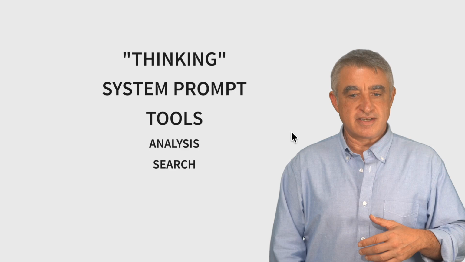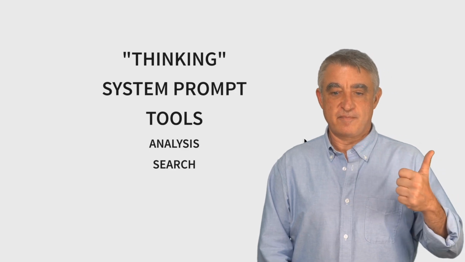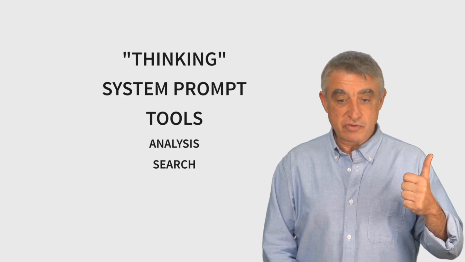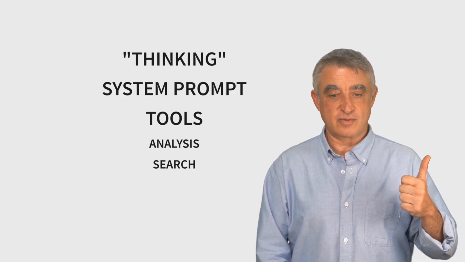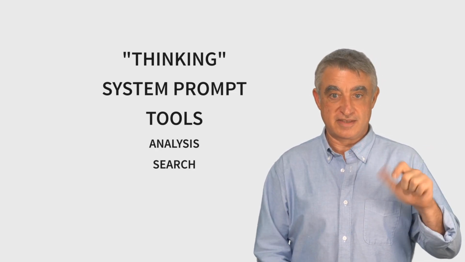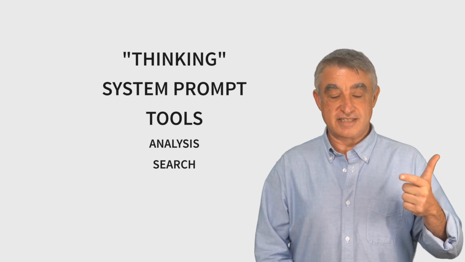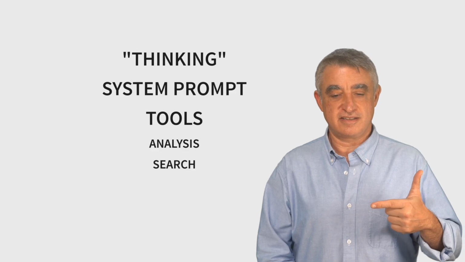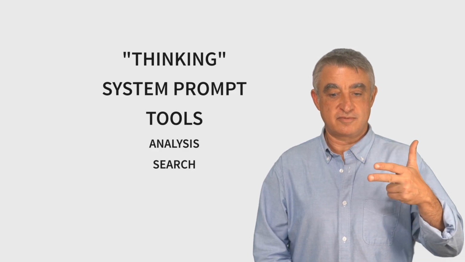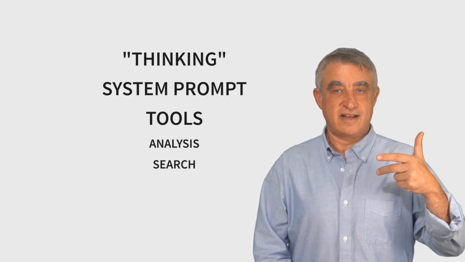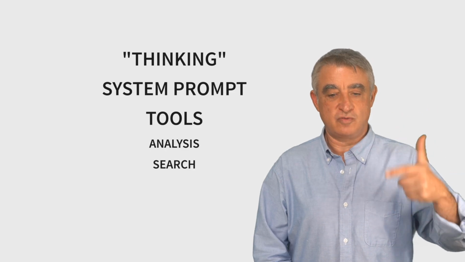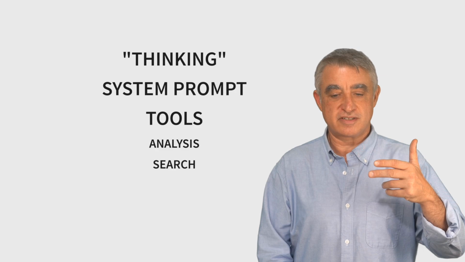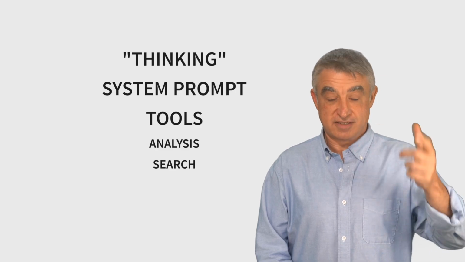So just to summarize then, we've seen these ways that are used to improve the way that large language models respond. Thinking, the system prompt, which tells it how to interpret the user's input. And we've looked at two tools, an analysis tool for responding to maths type questions, and the search tool.